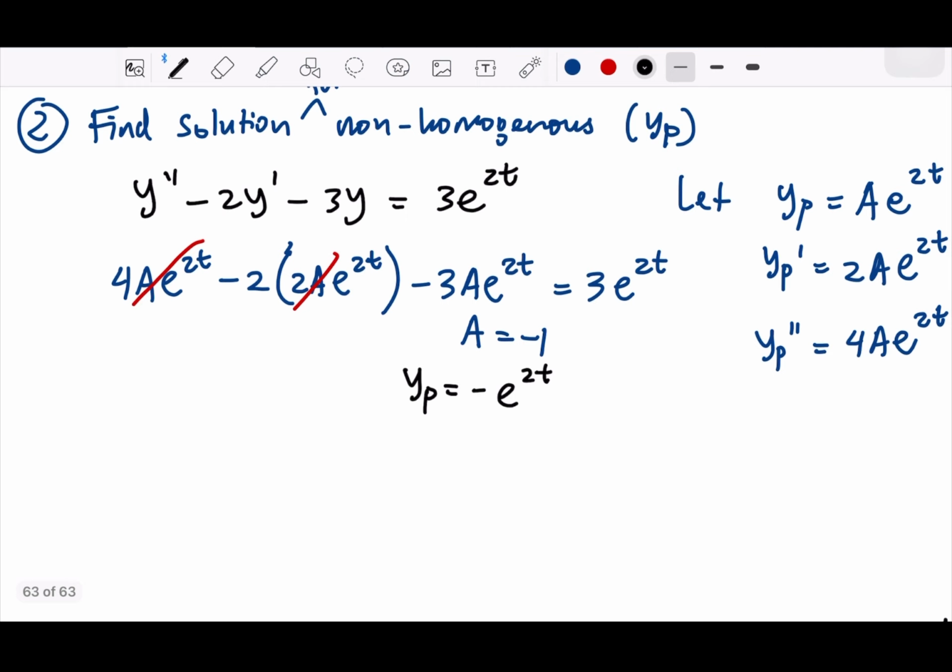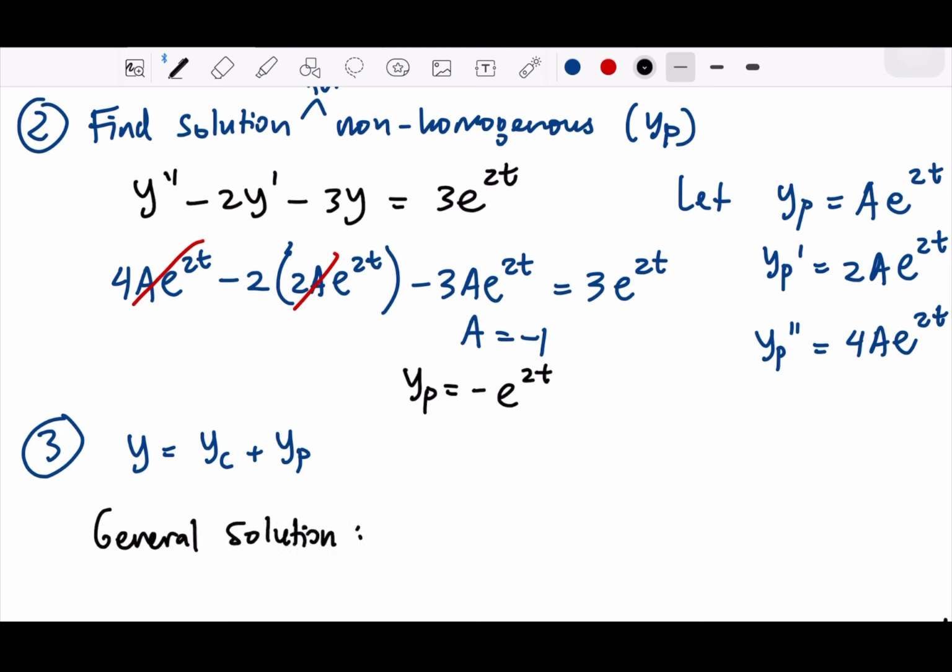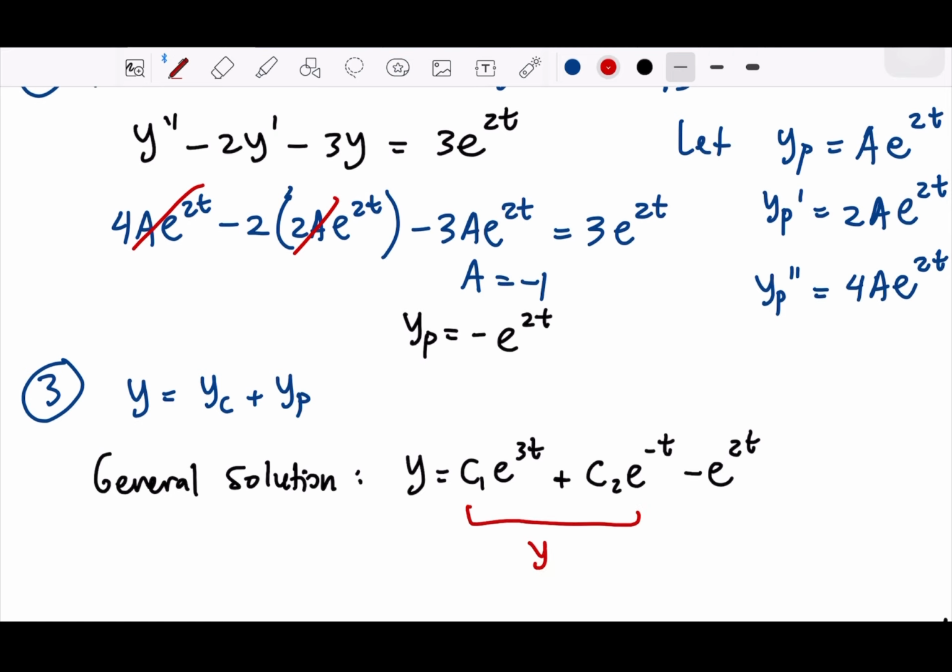So step 3, remember that y is yc plus yp. Okay, so the general solution. So this part is yc, this is yp. Okay? And that's the principle.